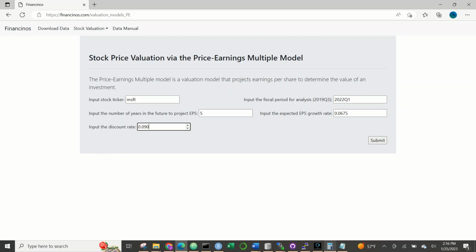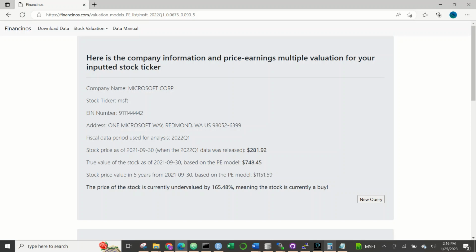The reason we're setting the discount rate at 9% is because we want to be able to justify investing in the stock Microsoft versus investing in an index fund such as the S&P 500, which returns an average of about 8% per year. So we're going to hit submit here, and the model should go ahead and do some calculations for us.